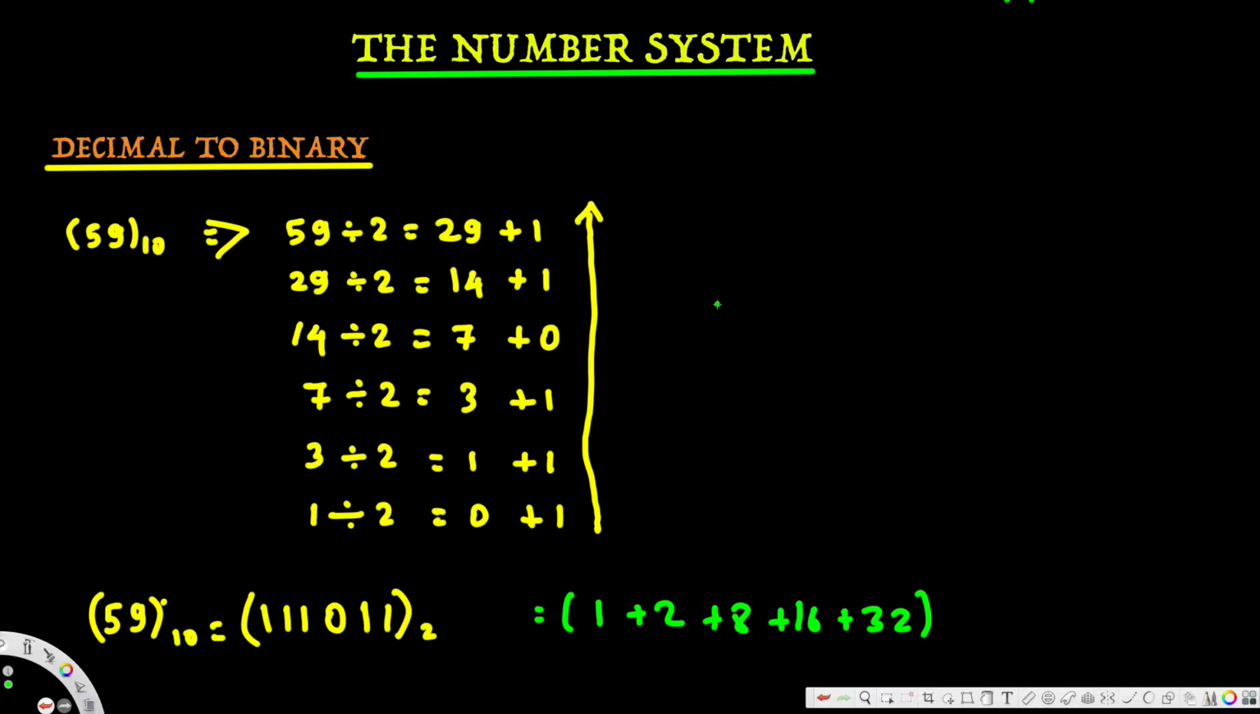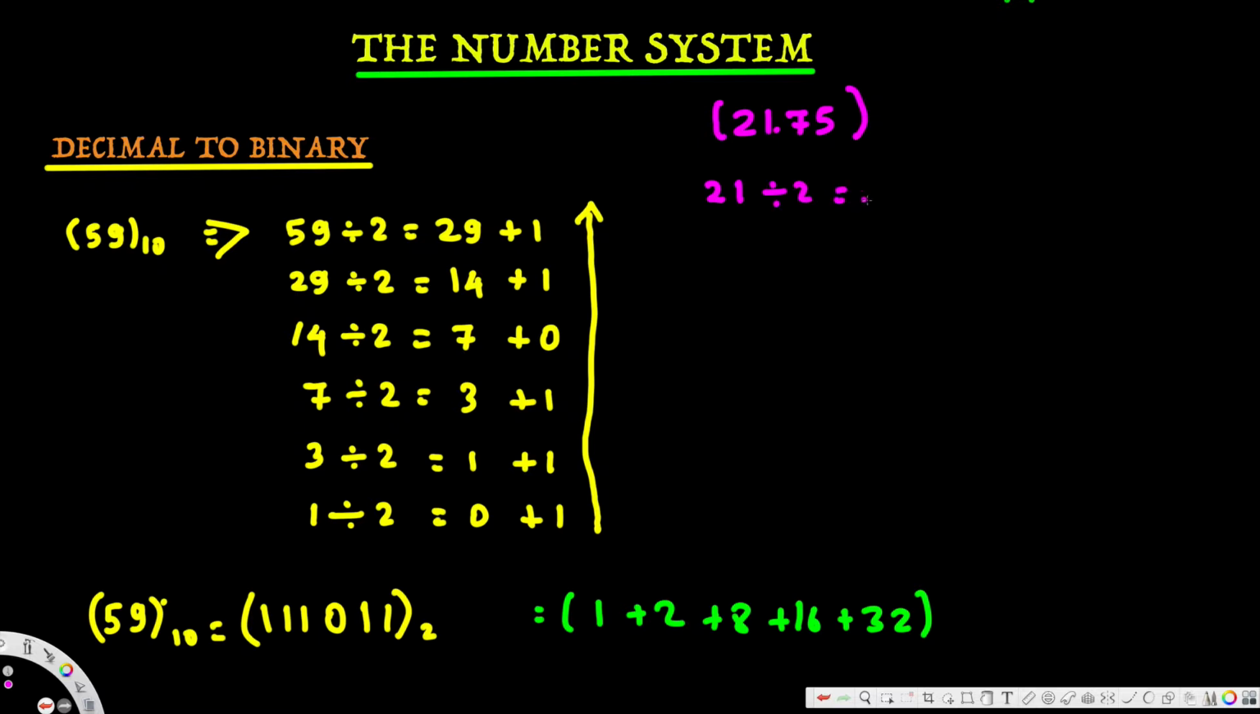Now let's look at another number with a decimal point. Let's say we have 21.75. What we do is we take the part without the fraction, 21 alone, and we do the same thing as we did before. We divide this one by 2 until we get 0.